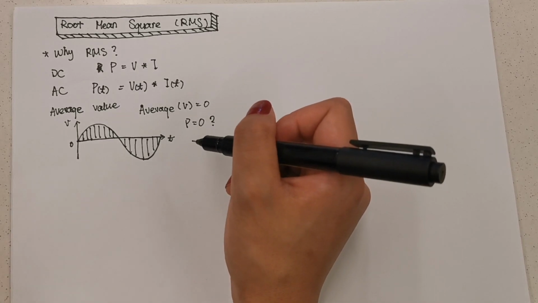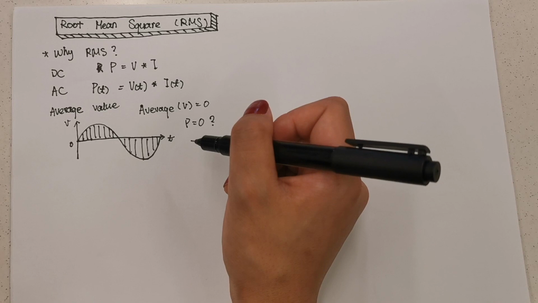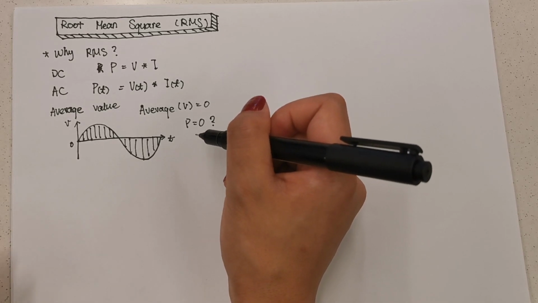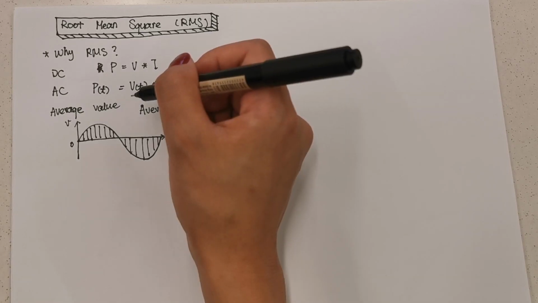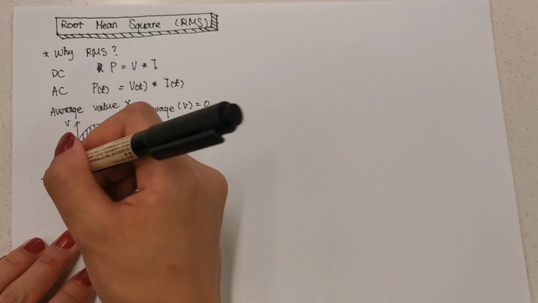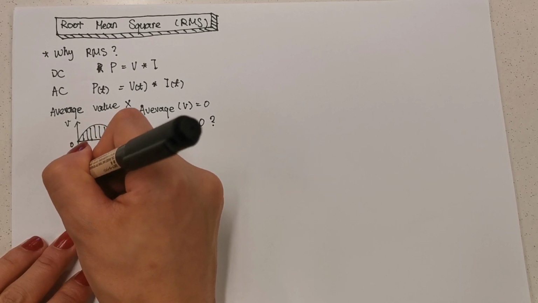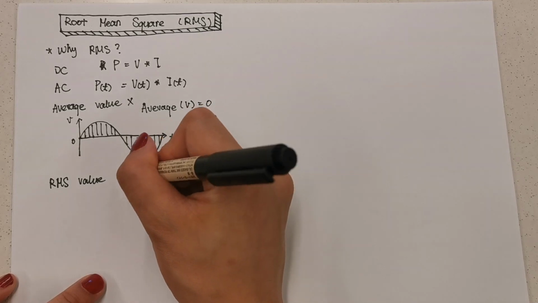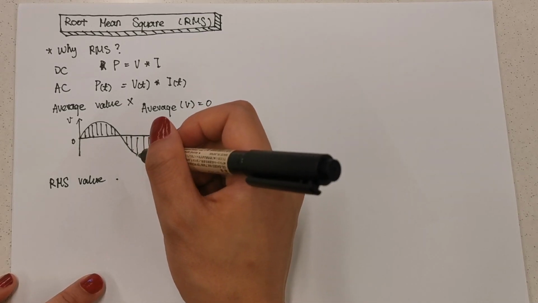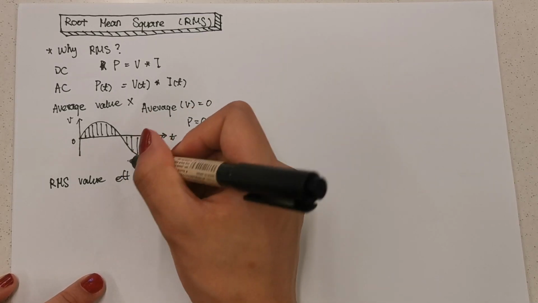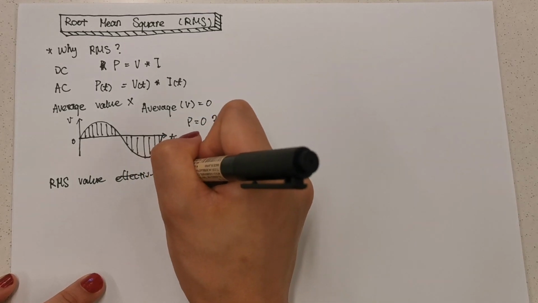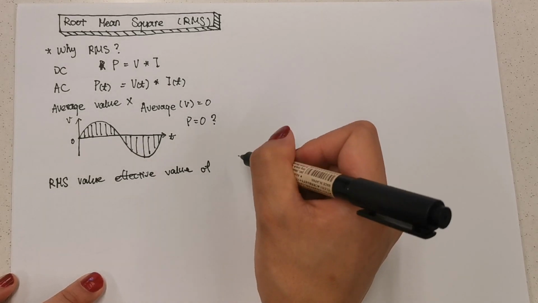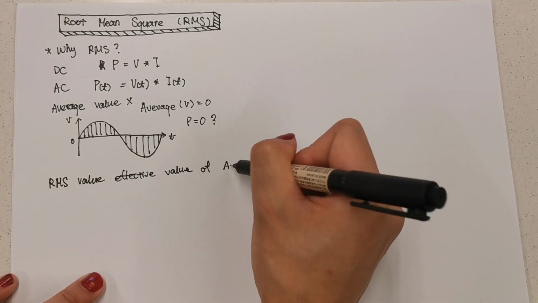We actually deliver power onto our load. The load is actually consuming power, so the power is definitely not 0. We can't use the average value. That's why we came up with the RMS value. The RMS value is the equivalent value, or we can say the effective value, of an AC waveform.